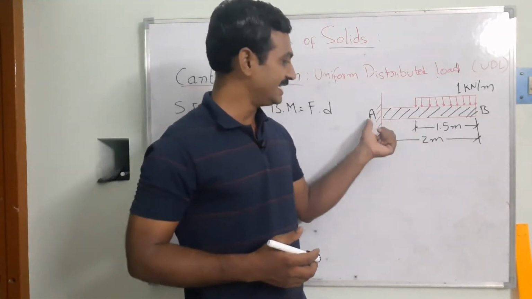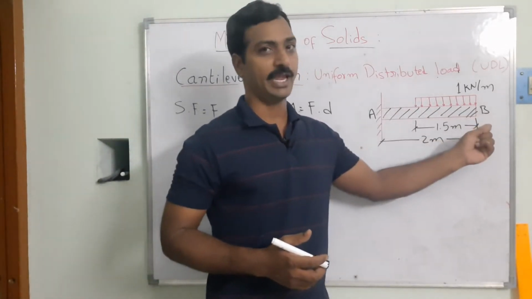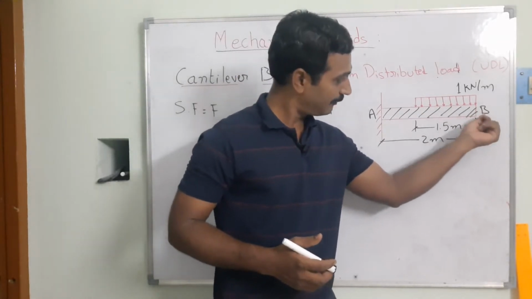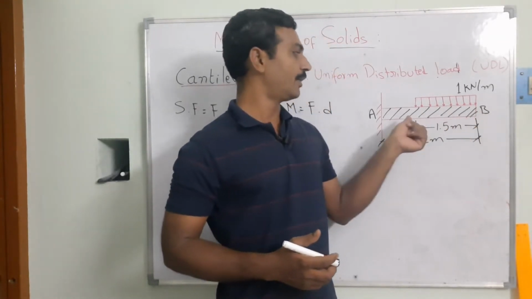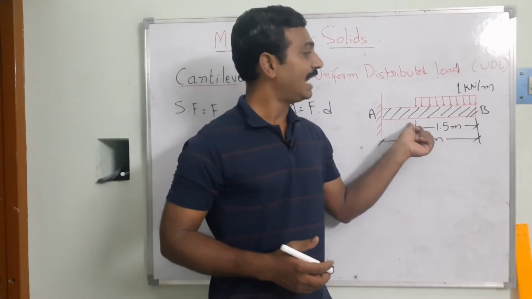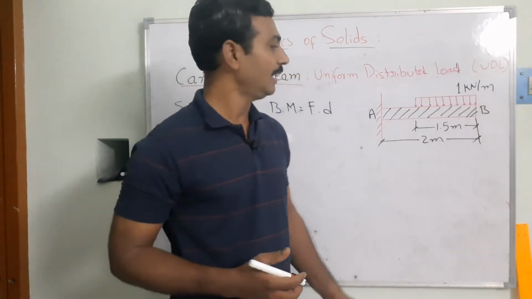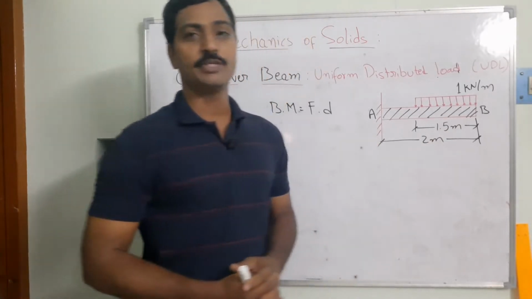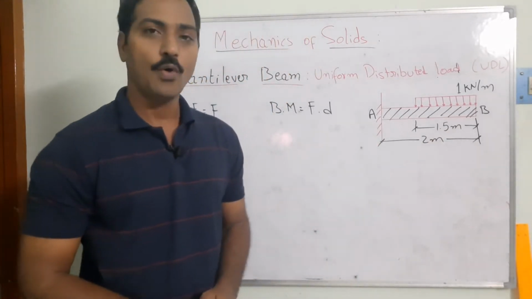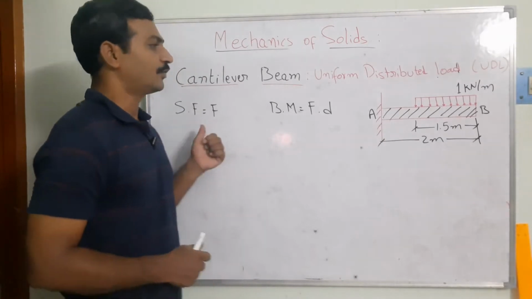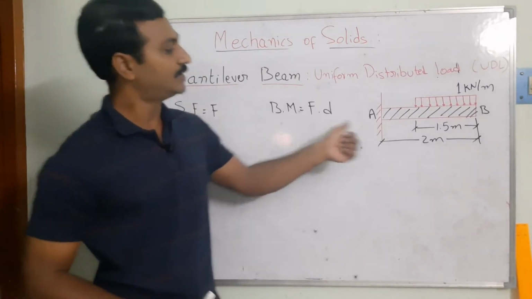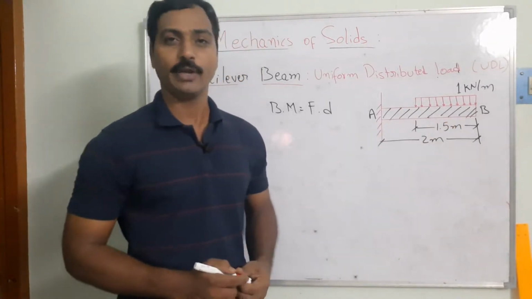We know A is the fixed end and B is the free end. From the free end B, it is spread over a length of 1.5 meters and it is carrying 1 kilonewton per meter. And the total length of the beam is 2 meters. Now we need to find the shear forces and the bending moments which are acting on this member. That's what we need to calculate.